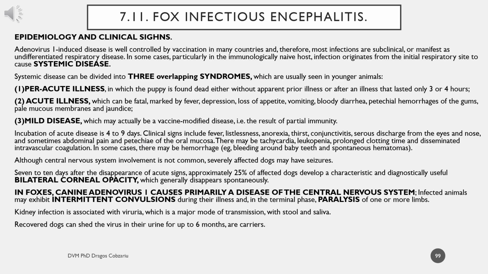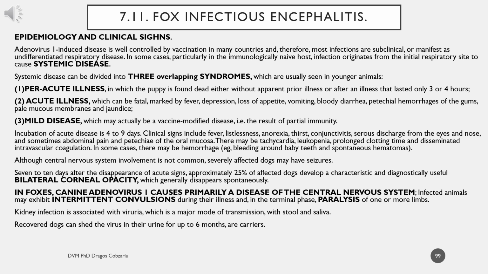Epidemiology and clinical signs. Adenovirus 1-induced disease is well controlled by vaccination in many countries and, therefore, most infections are subclinical, or manifest as undifferentiated respiratory disease. In some cases, particularly in the immunologically naive host, infection originates from the initial respiratory site to cause systemic disease. Systemic disease can be divided into 3 overlapping syndromes, which are usually seen in younger animals. 1. Per-acute illness, in which the puppy is found dead either without apparent prior illness or after an illness that lasted only 3 or 4 hours.